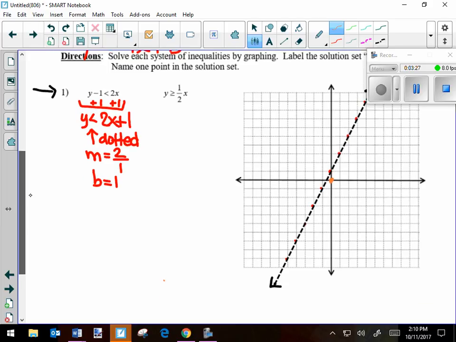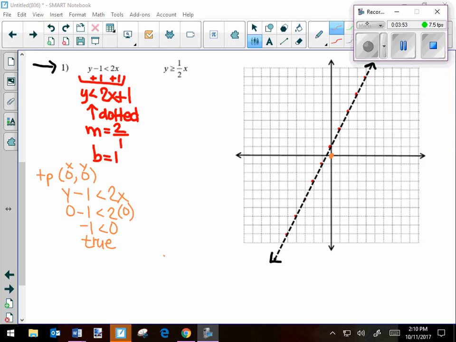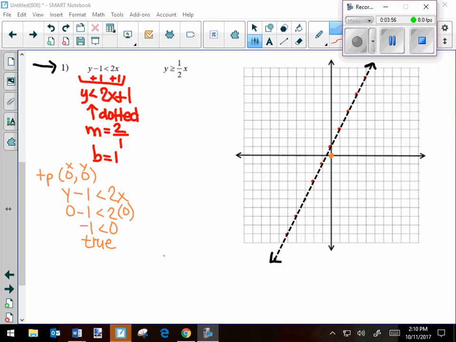So what I do is I go back over to my inequality, write down that I'm doing 0, 0 as a test point, write down the inequality, and then substitute 0 in for x and 0 in for y. So this is 0 minus 1 is less than 2 times 0. Negative 1 is less than 0. That is a true statement. Since that is true, that means that 0, 0 is a solution for this inequality. And it also means that not only is 0, 0 one of the solutions, but that everything over on this side is also a solution.